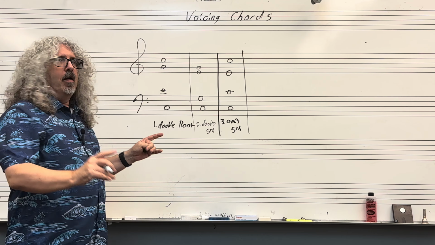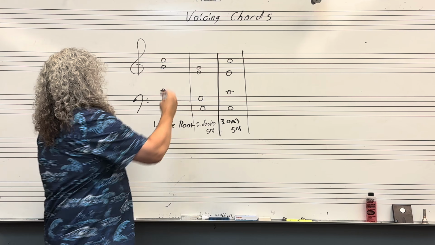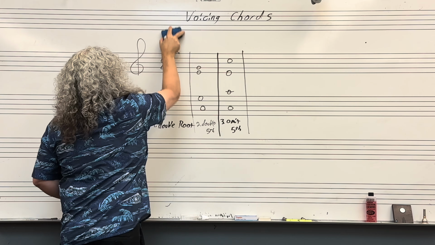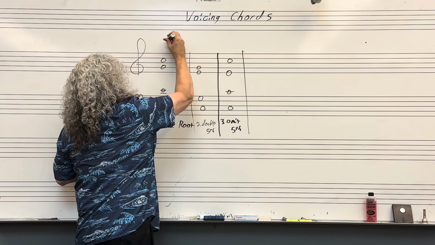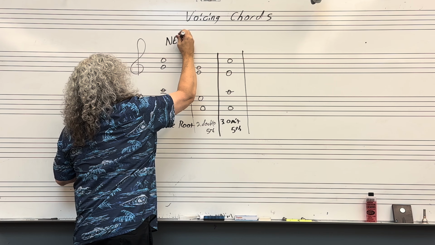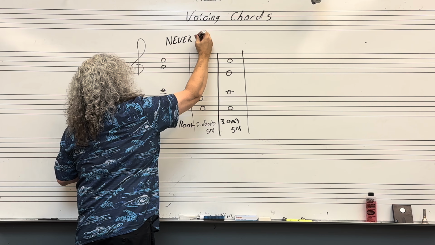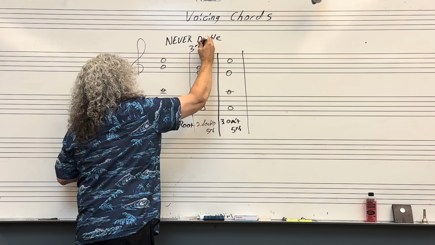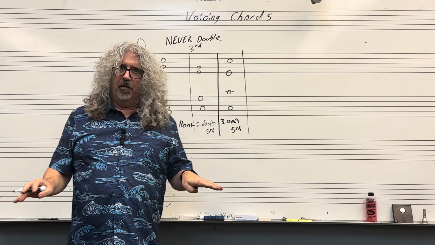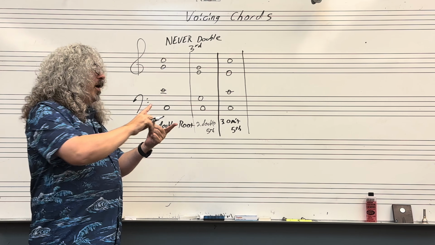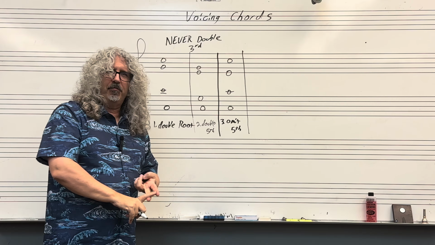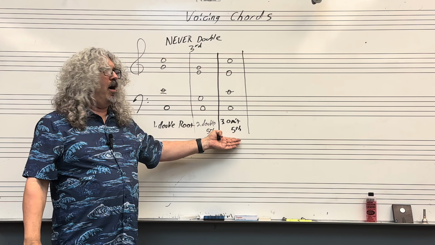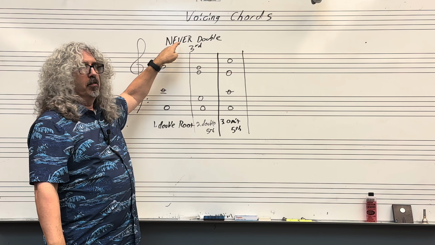The only thing that is illegal is never, and I can't say this, that was a horrible N, I'm so sorry about that. Never, ever, ever double the 3rd. That would be illegal. You would get points marked off if you do that. So don't do that. You have to have the root. You have to have the 3rd. You can double the root. You can double the 5th. You can take the 5th out. Just don't double the 3rd.